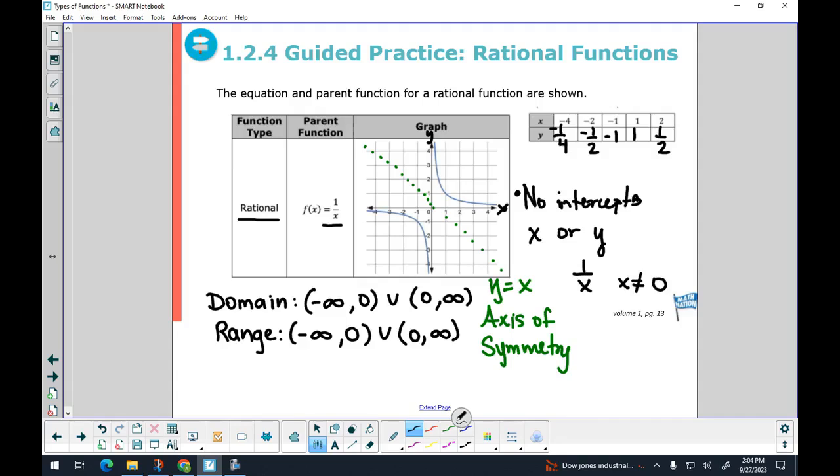And here's why. Think about it. A rational function is like a fraction, and when you divide, you can't have 0 on the bottom because you're going to get an error if you put it in a calculator. That is why x can't be 0, because I can't divide by 0. The x values are the domain, and the range is the y values. So that is our rational function.